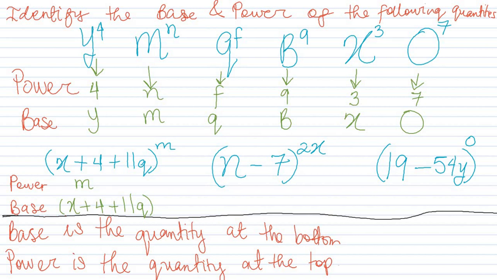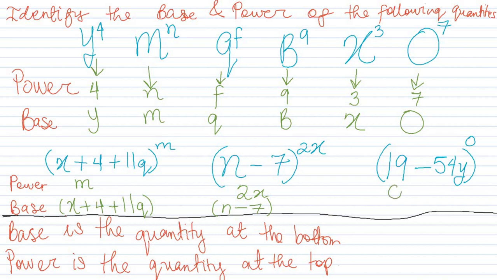So now we're going to ask, what is the power of (n minus 7), all in brackets, raised to the power 2x? The power is 2x. What is the base of this? It is simply n minus 7. Now the last question. What is the power of (19 minus 54y), all in brackets, raised to the power of 0?